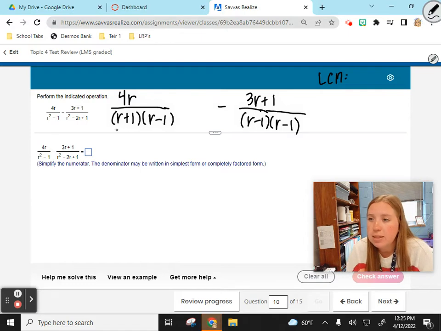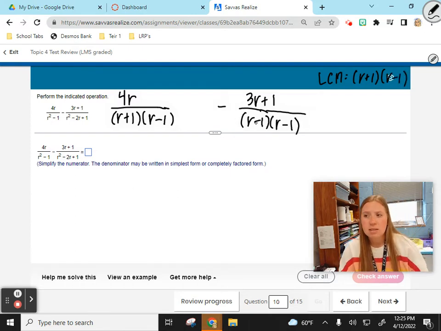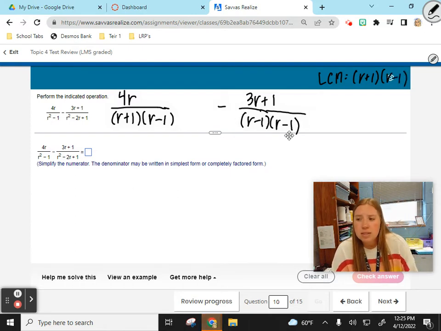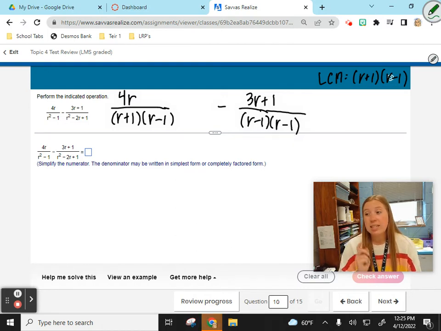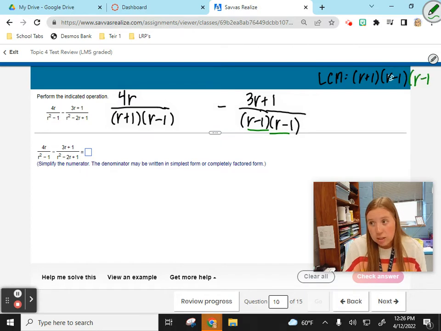So I go through my list of factors. My first factor is r plus 1. My second factor is r minus 1. And then over here, I have 2 r minus 1s. So this one's a little bit funky because every time I've said this, we don't need to have any repeats in our LCM. However, if 2 copies show up on one side, we're going to need to include both of those copies because there's no way that I can get rid of one over here.